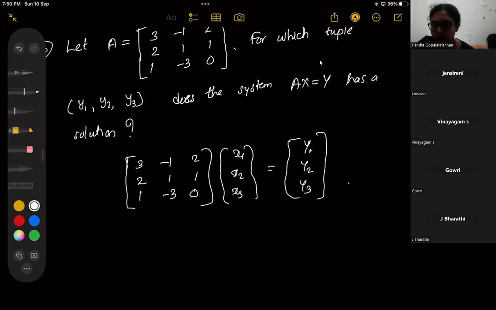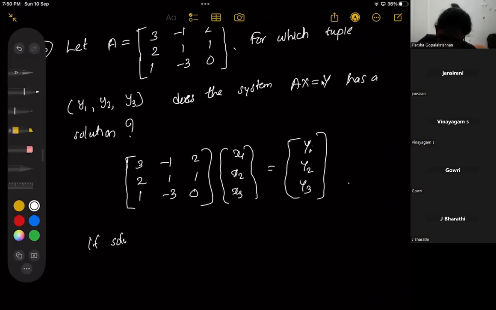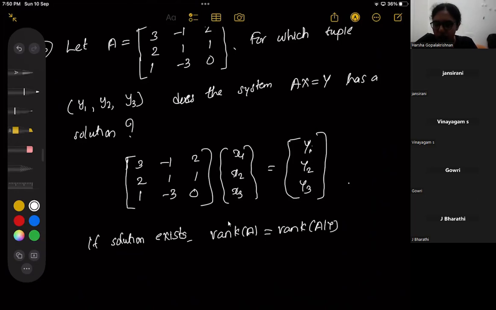What is the relation between rank of A and the rank of the augmented matrix AY? Rank of A and rank of AY should be equal if a solution exists. It can be unique or non-unique depending on whether the rank is equal to 3 or less than 3, but just leave that case. We are asking about the existence, not about the uniqueness.